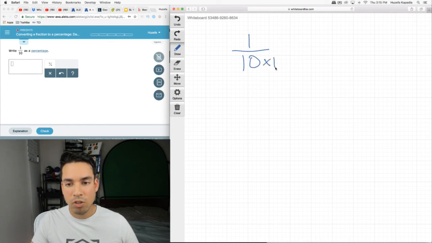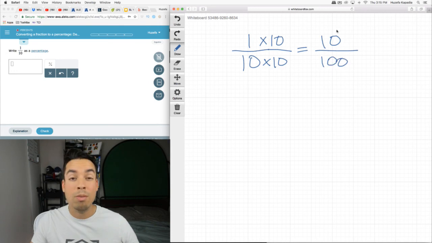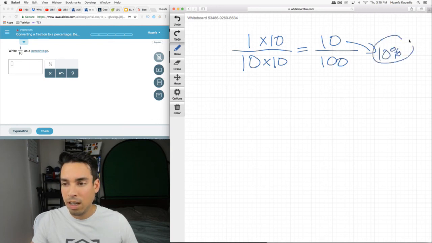What times 10 is 100? 10. But whatever we do to the bottom, we have to do to the top. So why do we do this? Because then we get a number per 100 or a number out of 100. And that's an easy conversion to a percentage, because this is essentially the same as a percentage. It's simply 10%. 10 per 100 is 10%.